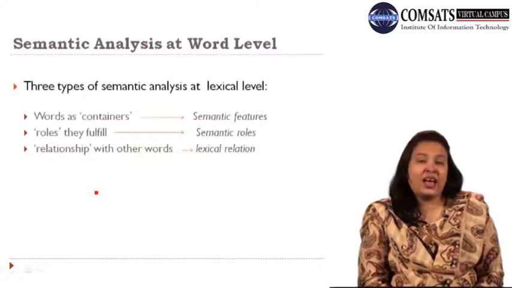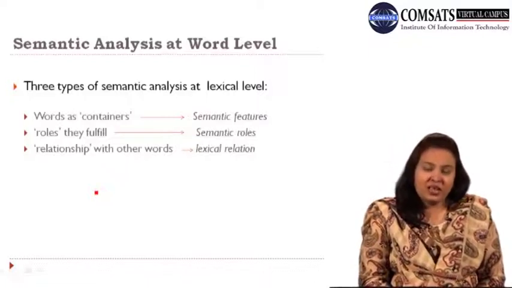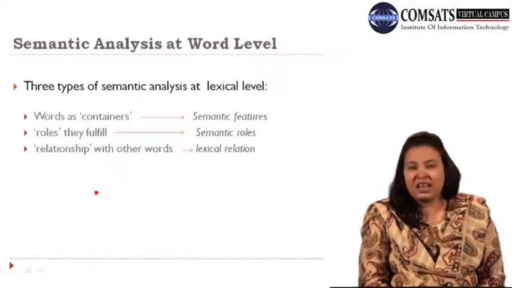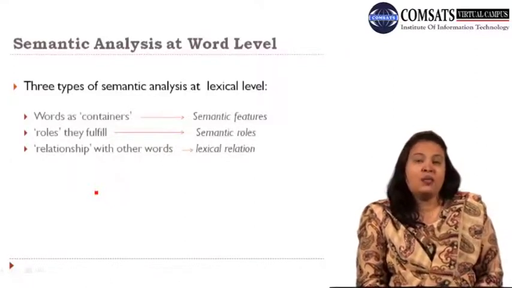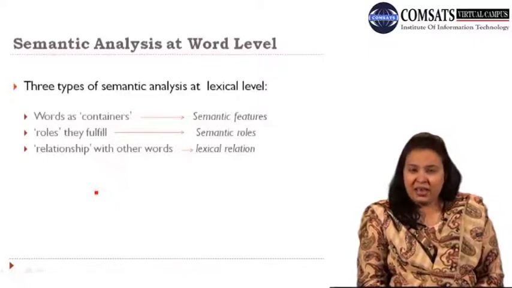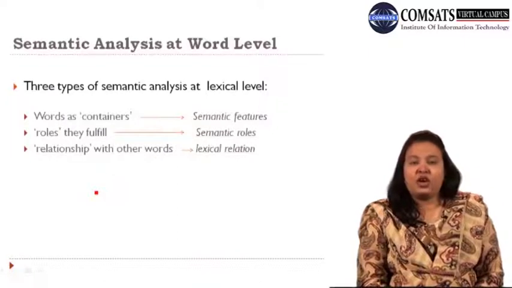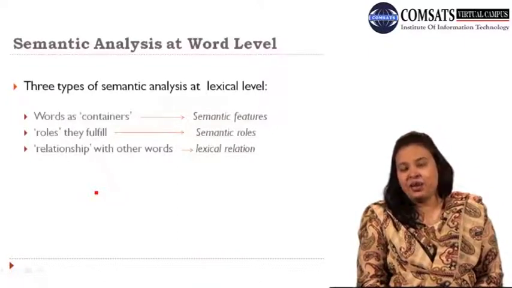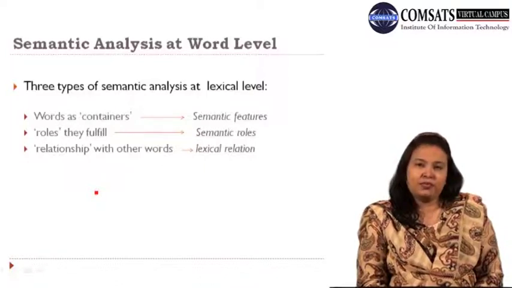Actually, what we do is analyze words, analyze their semantic affinities, identify their semantic fields, and then categorize them into different classes. But this semantic analysis is at word level, because we are dealing with lexical semantics. Now, three types of semantic analysis are available at word level: semantic features, semantic rules, and lexical relationships.